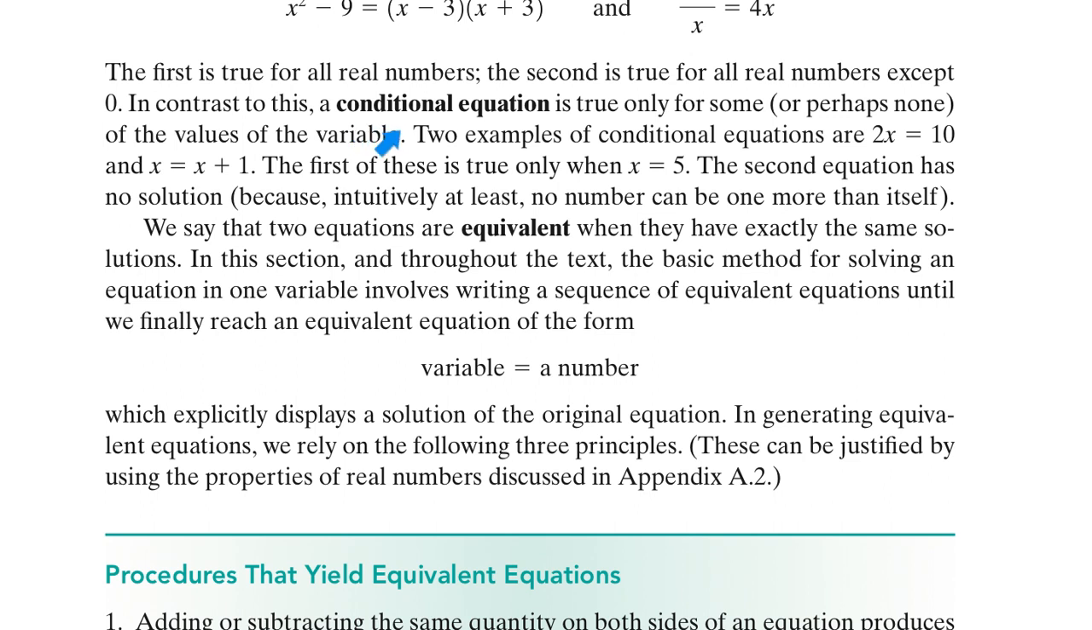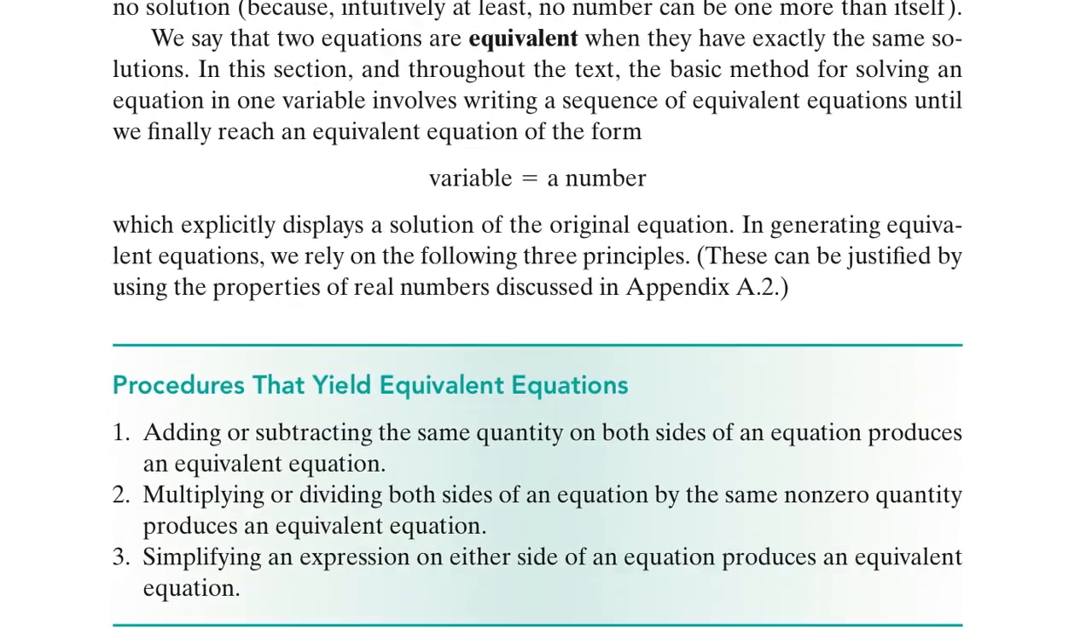We have a conditional equation, which is true for only some, maybe even none, of the values of the variable. Two examples of conditional equations are 2x equals 10 and x equals x plus 1. The first case is 5, right? Because 2 times 5 is 10. And the second case is never true, because you can't have some number be the same thing as that number plus 1.